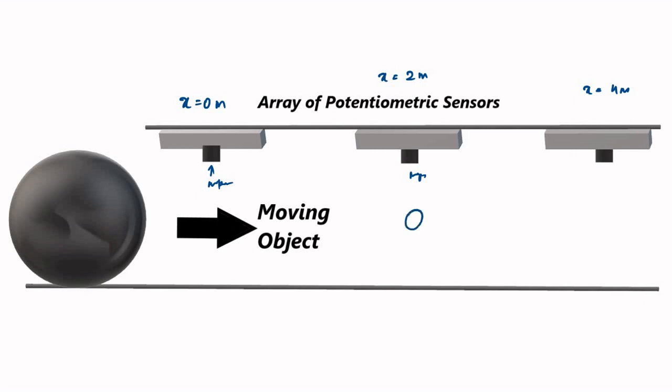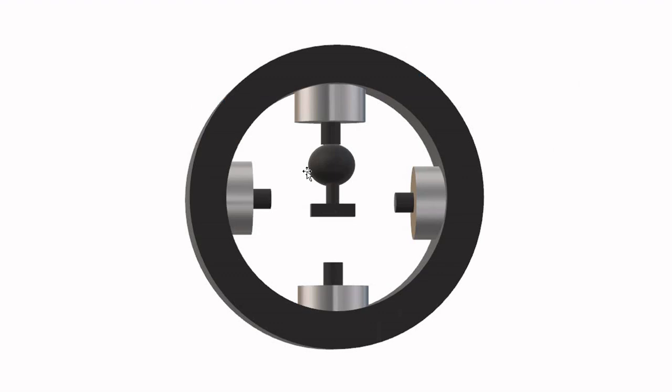Let us say the object is at this position. Here the instantaneous position is x equal to 2 meters and the total displacement is 2 meters. At this position the instantaneous position is 4 meters and the total displacement is 4 meters, like that. And last, we use the rotary potentiometers for angular displacement measurement.